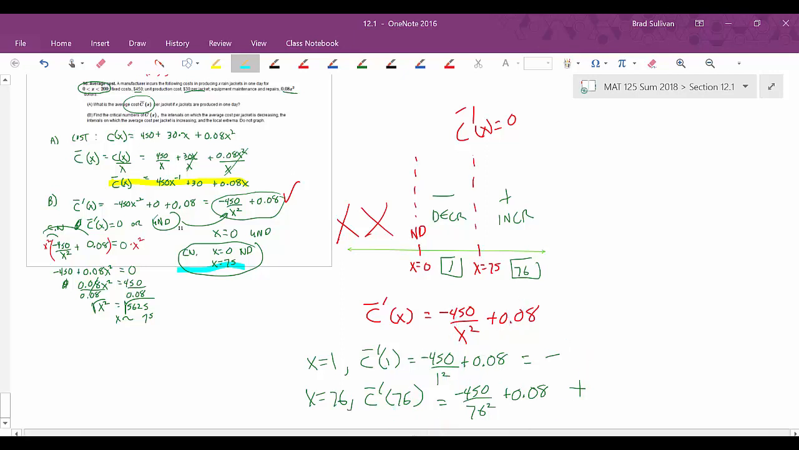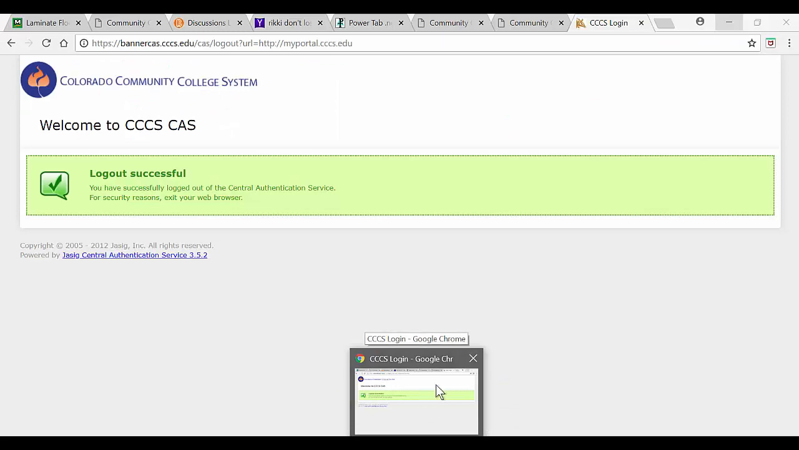Hopefully this helps you get started on this. Mostly it's derivatives, sign charts, analyzing where functions increase and decrease, and that's about it. All right, hope this helps you to learn the material well.